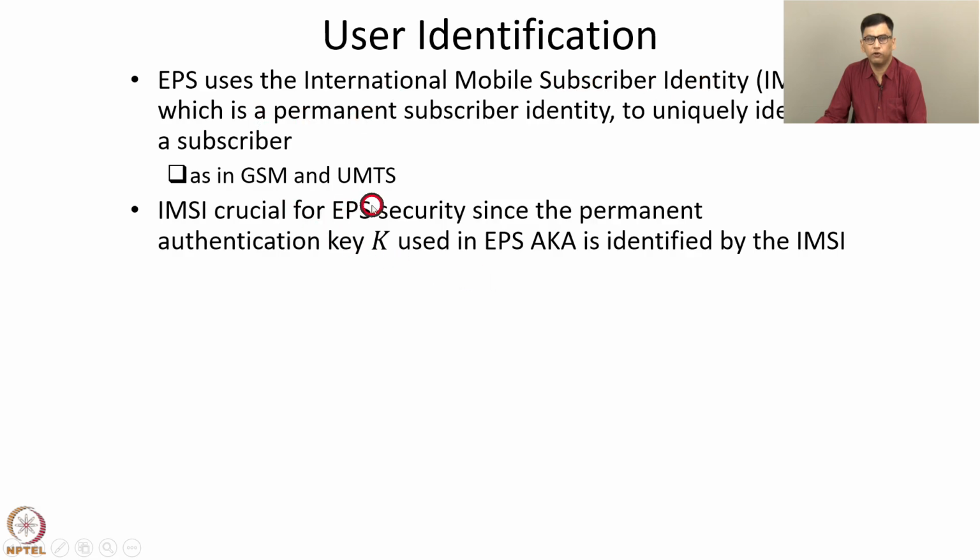The IMSI is crucial for EPS security because the permanent authentication key, denoted by K, which is used in EPS authentication and key agreement, is identified by the IMSI. So, in our discussion of 2G and 3G, we had a key Ki, which was stored in the SIM card and in the HLR. So, this was a permanent authentication key of the SIM card, and its copy was also stored in the HLR. So, here instead we have the authentication key K, and that is identified by the IMSI.